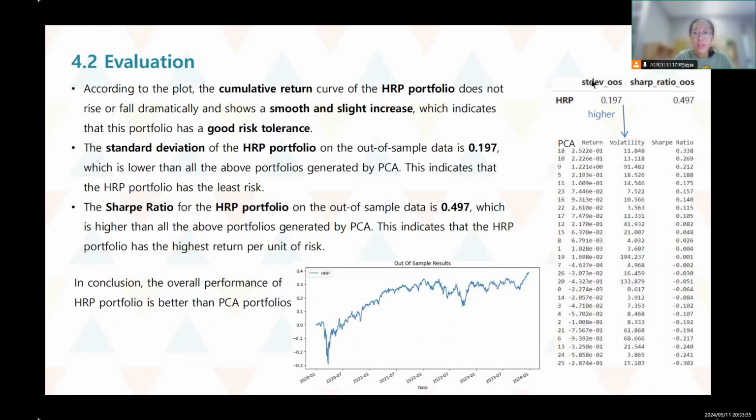The standard deviation of the HRP portfolio on the out-of-sample data is 0.197, which is lower than all the above portfolios generated by PCA. This indicates that the HRP portfolio has the least risk. The Sharpe ratio of the HRP portfolio on the out-of-sample data is 0.497, which is higher than all the above portfolios generated by PCA. This indicates that the HRP portfolio has the highest return per unit of risk. In conclusion, the overall performance of the HRP portfolio is better than the PCA portfolios.